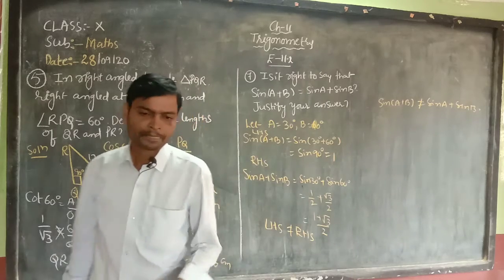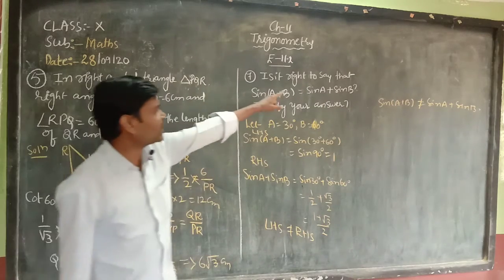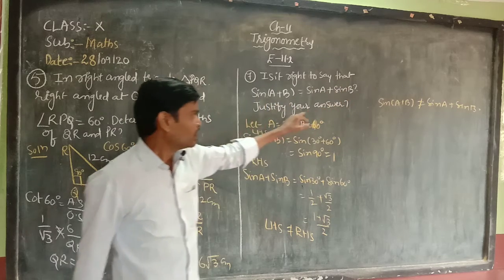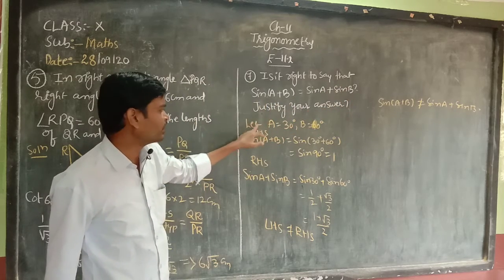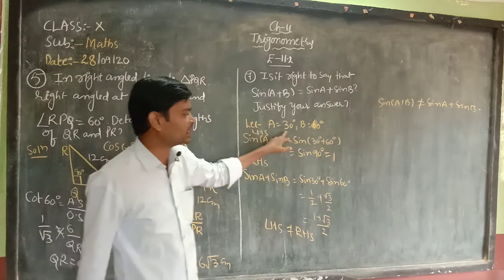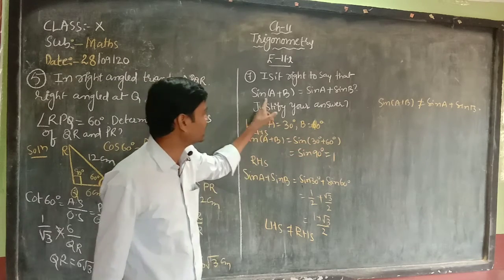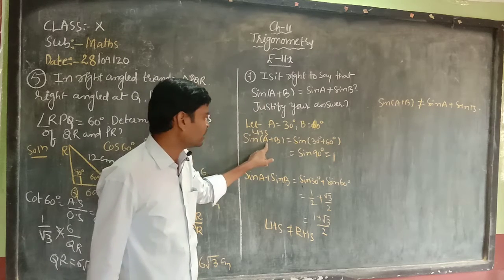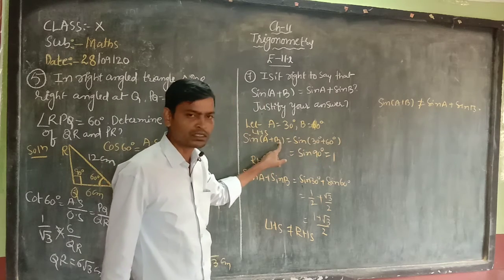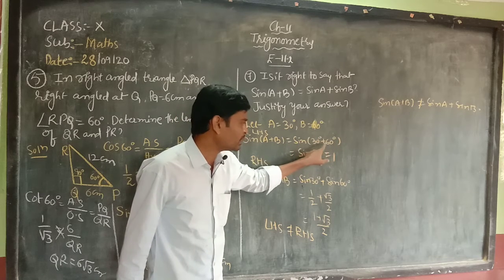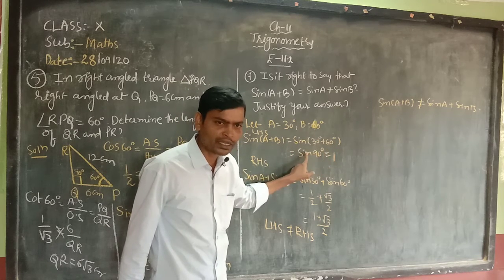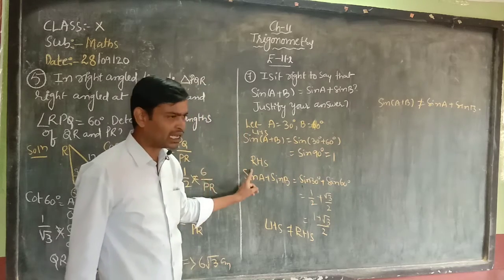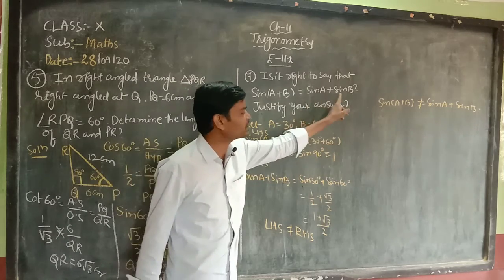Once again, you see what has been given. Is it right to say that sin of a plus b is equal to sin a plus sin b? For justifying, we are assuming that a is 30 degrees, b is 60 degrees. We have taken LHS. What is LHS? Sin of A plus B. Instead of A we have substituted 30, instead of B we have substituted 60. 30 plus 60 how much? 90. Sin 90 is how much? 1. So LHS is finished. We have taken RHS. What is RHS? Sin A plus sin B.